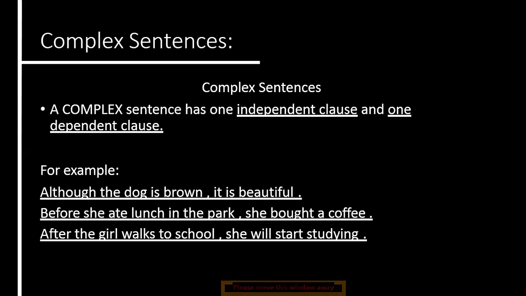After the girl walked to school, independent. She will start studying dependent. So the first one, after the girl walks to school, that's independent. Are you sure? No, actually, they're the reverse. The opposite. Yes, the opposite. You made the same mistake that Judy did at the beginning, that you got confused. So usually when the clause has a conjunction, this is a dependent sentence or dependent clause.